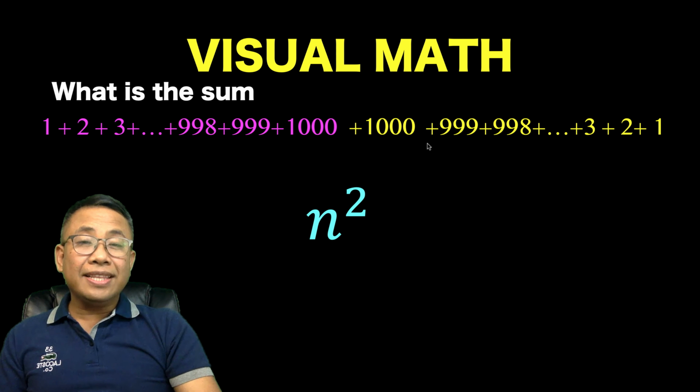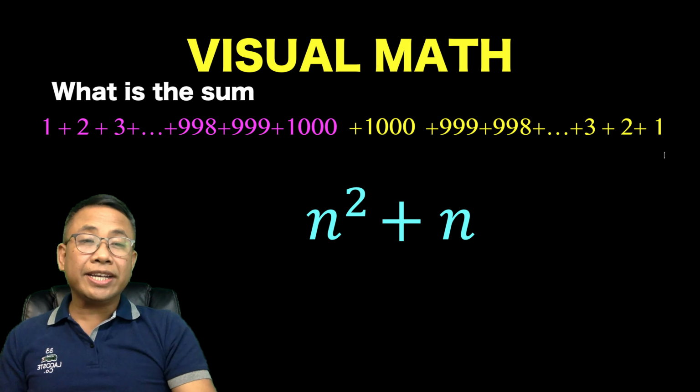But notice that this 1000 that we added is our value of n. So the formula therefore becomes n squared plus n when we added this 1000. And since we want only to find the sum of these pink numbers, which is symmetric with the yellow numbers, then we want only half of the total here. So we divide n squared plus n by 2. And this is now the formula for the first n counting numbers.